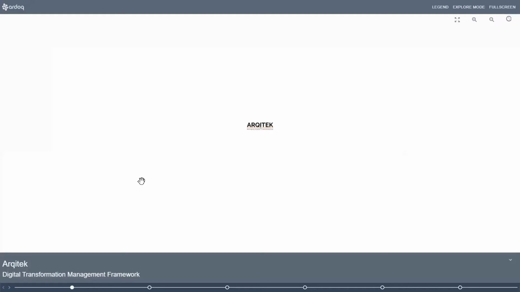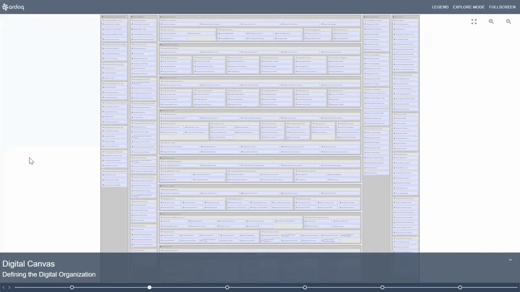So essentially, the first part of this demonstration is how do we define the digital organization? As part of the digital transformation management platform, we have various key models and key frameworks that we leverage as part of the digital transformation management effort. And one such model that I am here presenting is what we refer to as the digital canvas.